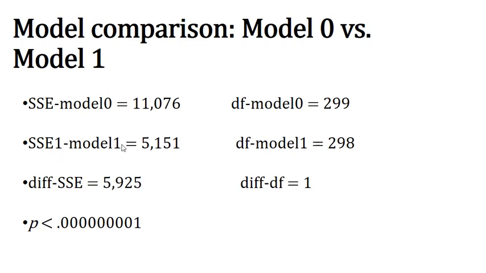The sum of square error of model 1 is 5,151, with degrees of freedom 298. So what we have to do is take the difference between these two and the difference between these two. The difference between 11,076 and 5,151 is 5,925. And the difference between 299 and 298 is 1. So basically we've got this score with these degrees of freedom.